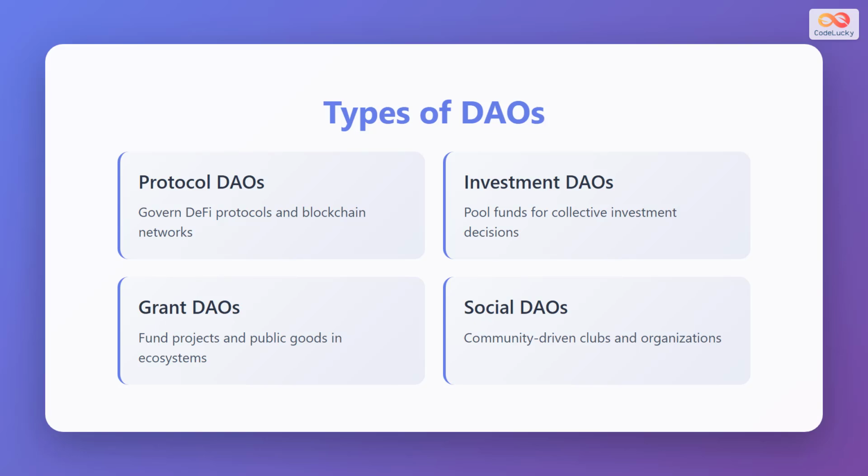DAOs come in various forms, each serving different purposes. Protocol DAOs govern decentralized finance protocols and blockchain networks, managing their rules and upgrades. Investment DAOs pool funds from members to make collective investment decisions, allowing communities to invest together in projects or assets. Grant DAOs are focused on funding projects and public goods within their ecosystems, supporting development and innovation. Finally, social DAOs function as community-driven clubs and organizations, bringing people together around shared interests or goals. Each type leverages the core DAO structure, but applies it to different use cases.